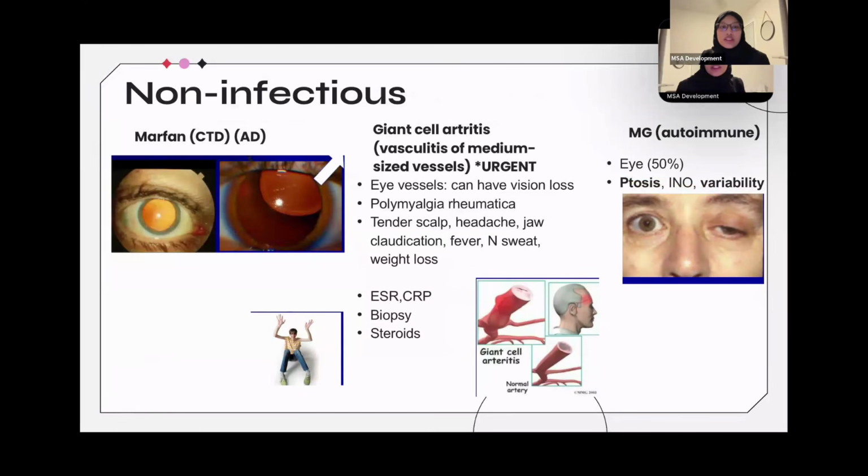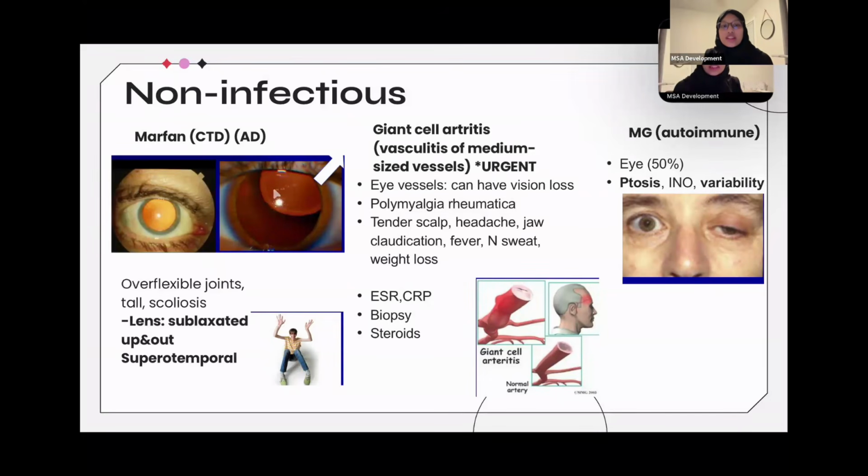Other causes, very common or familiar connective tissue disease is Marfan. So Marfan is also autosomal dominant. This is the actual red reflex and the lens that you see here, but in Marfan it's dislocated or subluxated, where the direction is important. You should always say Marfan has upwards and outwards dislocation of the lens. Now that can also be called superotemporal, okay, upwards and outwards.